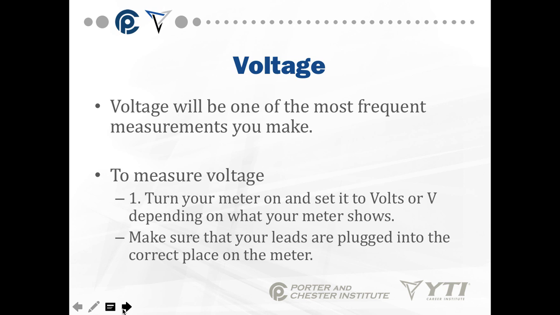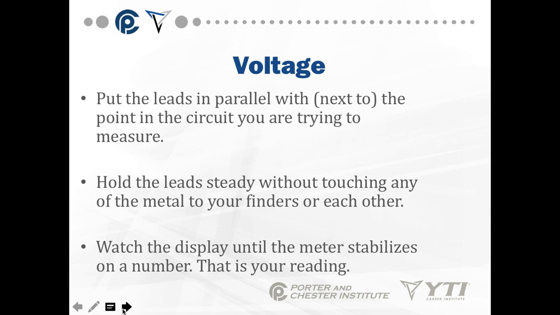To measure voltage, you turn your meter on, set it to volts or V, depending on what your dial shows, and make sure your leads are plugged into the correct place on the meter. Put the leads in parallel or next to the point in the circuit you are trying to measure. Hold the lead steady without touching any of the metals with your fingers or each other. Watch the display until the meter stabilizes on a number.